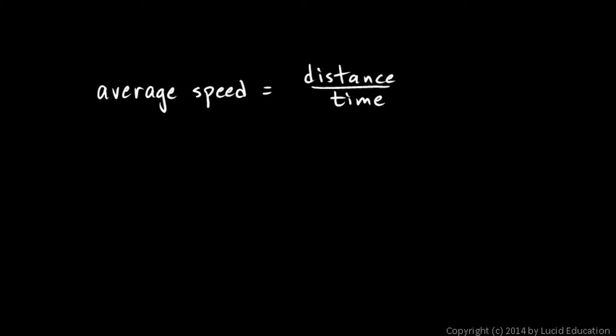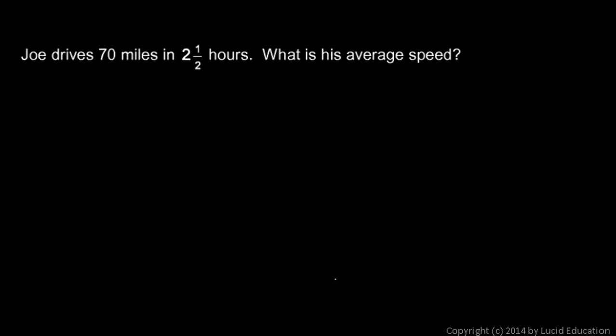Next, we'll look at an example involving distance, speed, and time, and we'll use this formula. Average speed is distance over time. And here's the example. Joe drives 70 miles in 2.5 hours. What is his average speed?